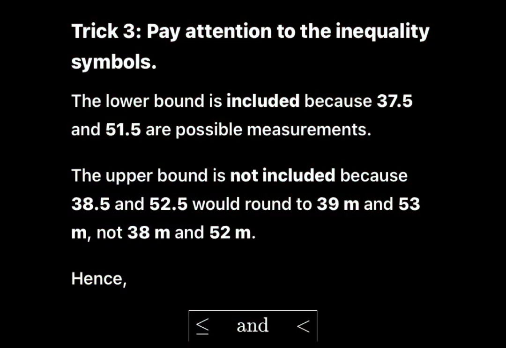The third trick we should be very conscious of is paying attention to the inequality symbols. If you check option A and option D, what separates them is not the values but the symbols. The lower bound is included because 37.5 and 51.5 are possible measurements, while the upper bound is not included because 38.5 and 52.5 would round up to 39 and 53 respectively, not 38 and 52. Hence, we use less than or equal to in the lower bound and use less than in the upper bound. Please take note of that.